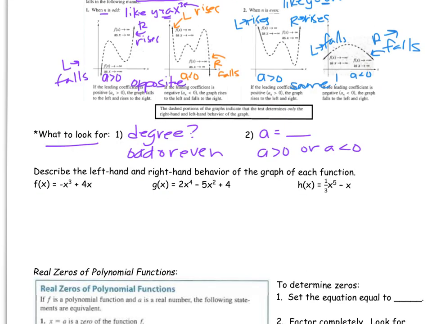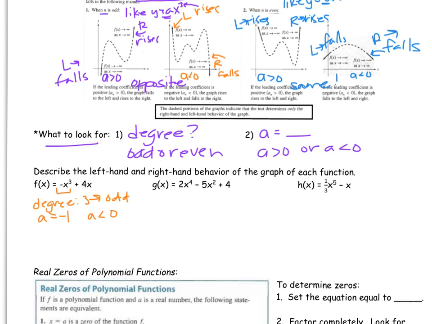Describe the left-hand and right-hand behavior of the graph of each function. Our first function is f of x equals negative x cubed plus 4x. Looking at that lead term, it's written in standard form, our lead term is negative x to the third power. To think about our degree, if the exponent is 3, that's an odd number. So this is classified as an odd function. The negative out in front means a is less than 0.